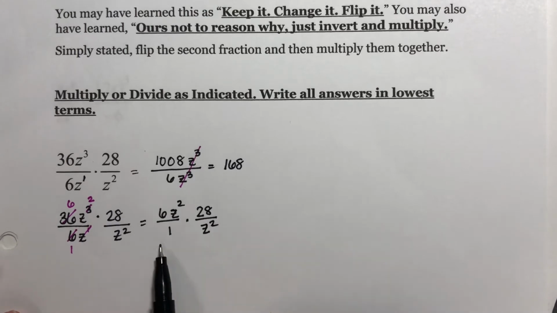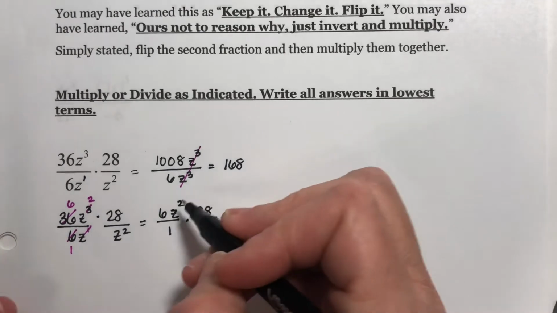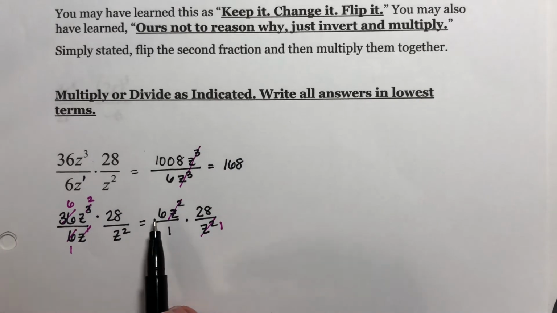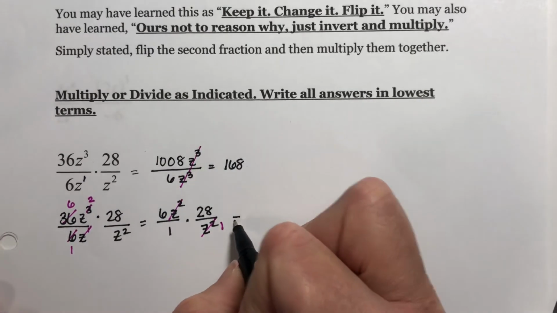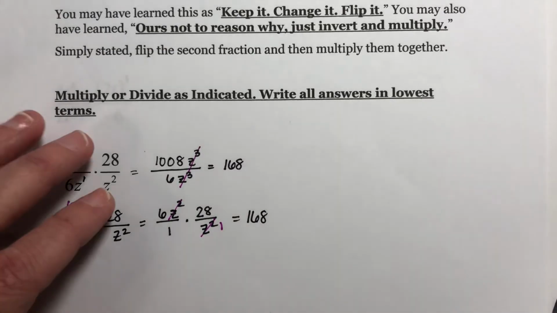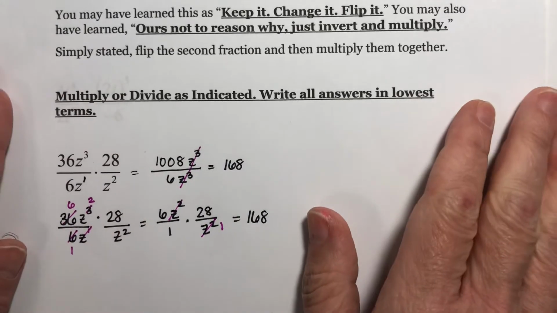Now let's look on the diagonal. 1 and 28, there's nothing. Here I have a z squared, here I have a z squared. My z squareds can cancel out since they are the same, and that's a 1 now in the bottom. Now I simply do 6 times 28, and I get 168. Okay.